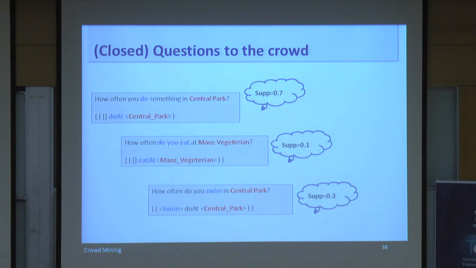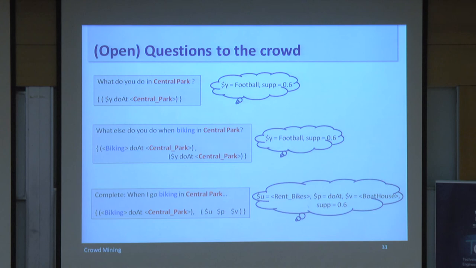Okay, so there is a formal description of that in the logic below, but we don't care. And then the people will say, well, I do it often, or I do it once a week, or something like that, and we will interpret that as support. So these are examples of closed questions, and the system can also ask open questions, like, what do you do in Central Park? Or what else do you do when you go biking in Central Park? Or complete the sentence, when I go biking in Central Park, something, okay?